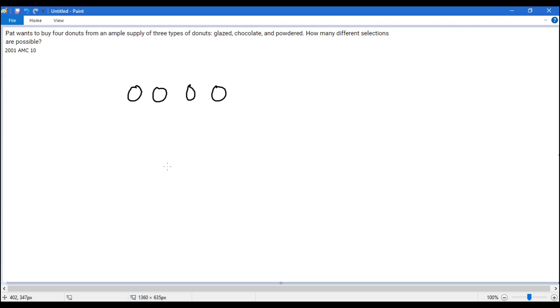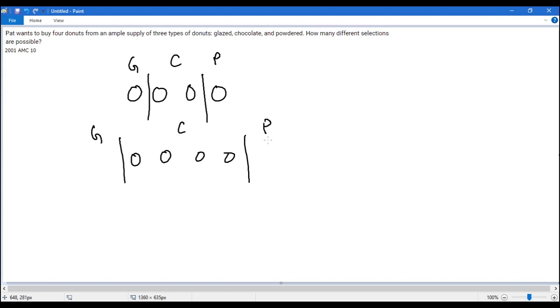Another way we can say that is to split these 4 donuts into 3 groupings by putting dividers in between that represent each of the cases. So in this case, this is the glazed group, this is the chocolate group, and this is the powdered group. And we have 1 glazed, 2 chocolate, and 1 powdered. Another possible way we could do it is by putting this here and here, in which case we have 0 glazed, 4 chocolate, and 0 powdered.